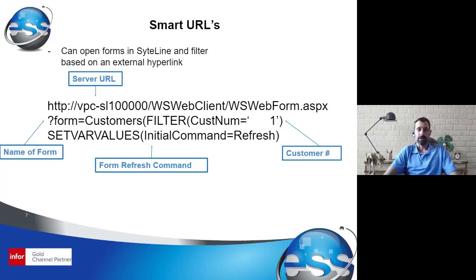So pretty simple. You can easily construct your own versions of these URLs, and you can set them up with shortcuts or send them to other users. This is going to provide an easier way for them to link to a specific record in CSI, rather than them having to log in, open a form, and filter on the data manually. So it's a big time saver if it makes sense in your organization.